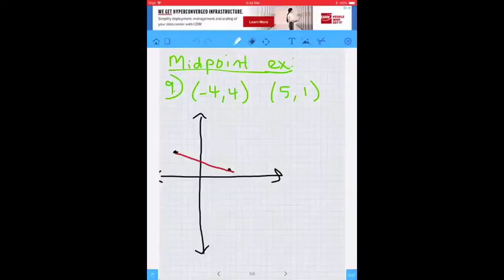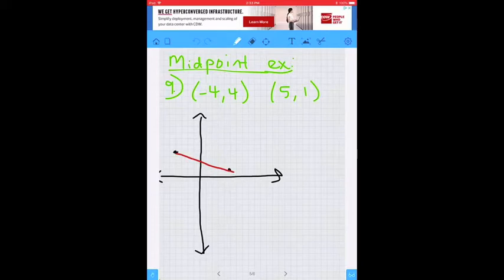Here's just a quick video if you guys need some extra help with midpoints and the midpoint formula. So I'm going to do number 9, which is the first question that you guys have where you're given 2 points instead of it drawn on a graph. So in number 9, you get the points -4, 4, and 5, 1.